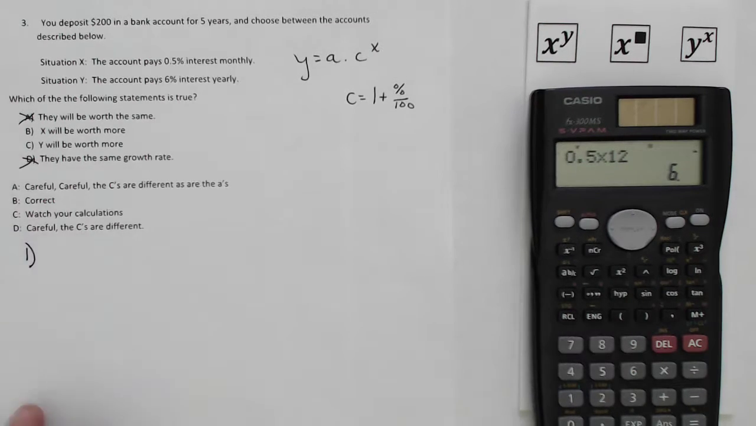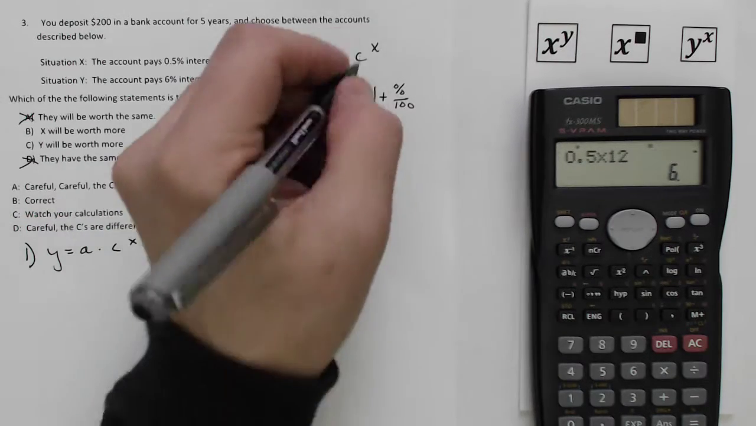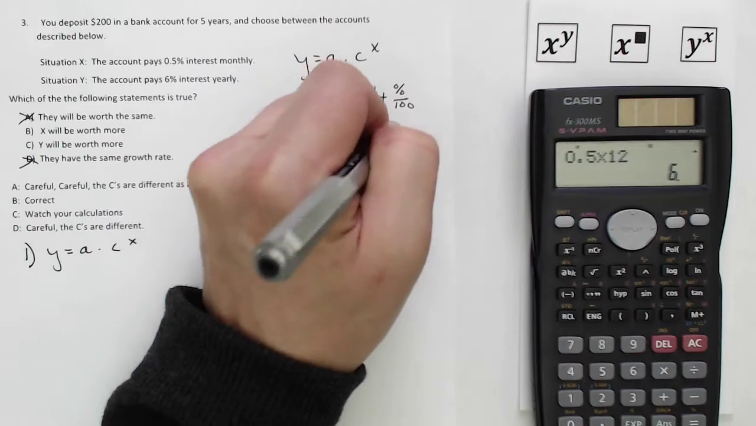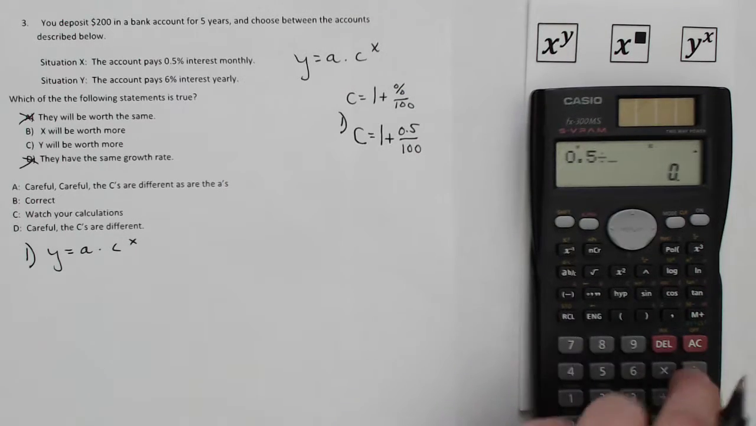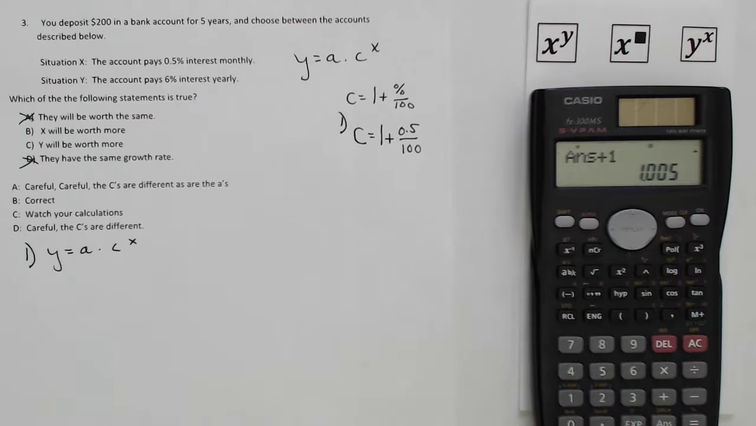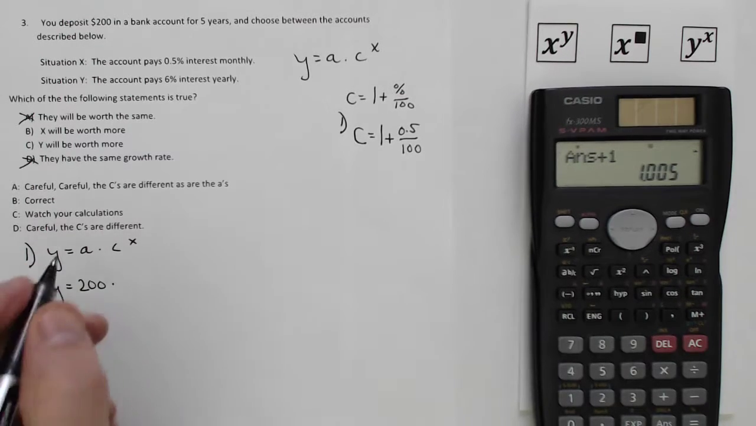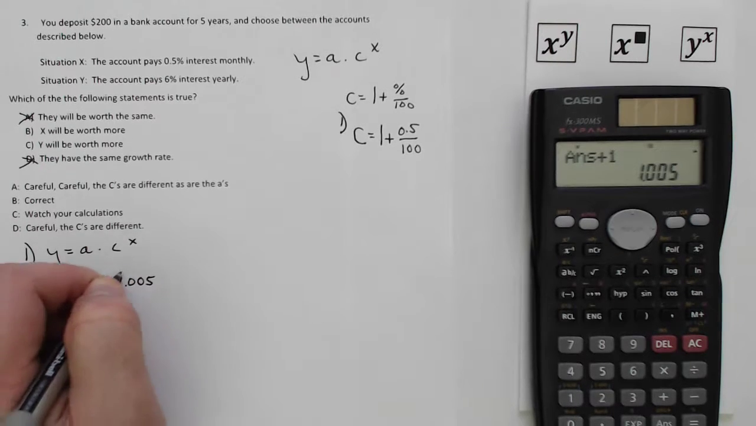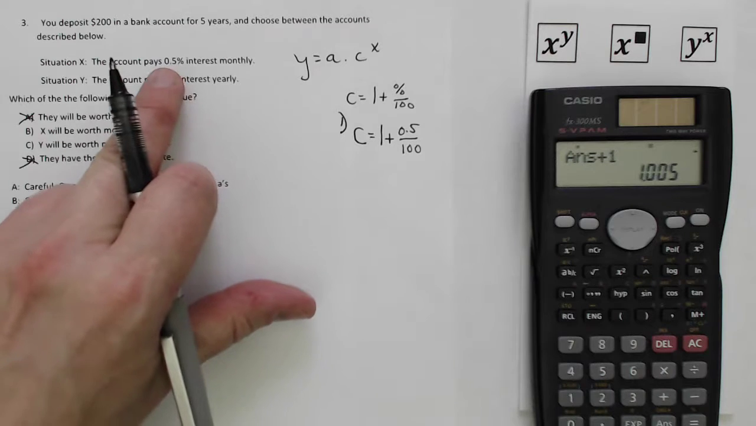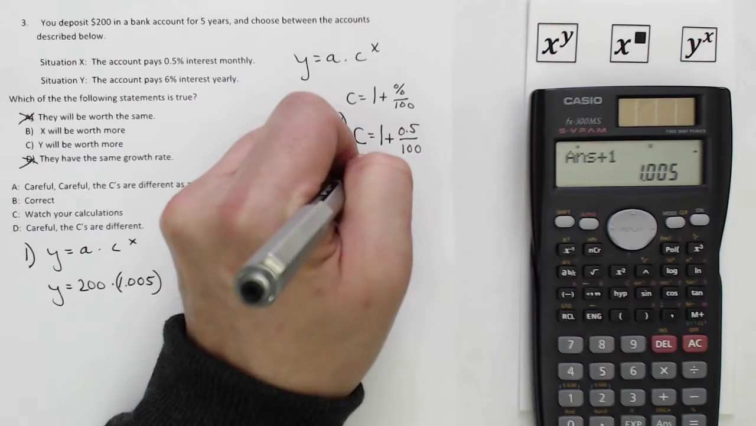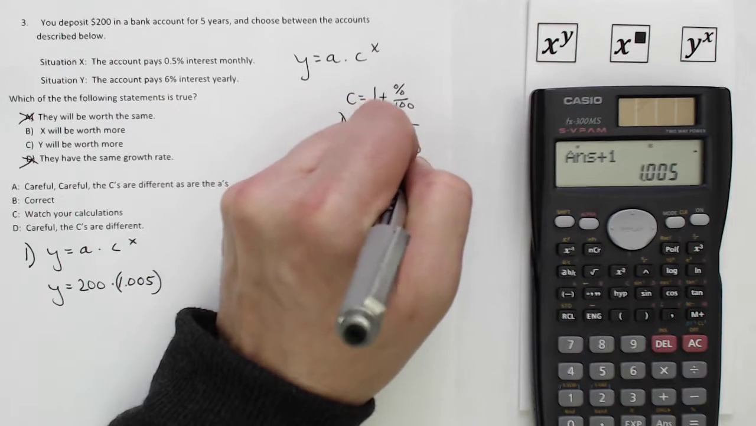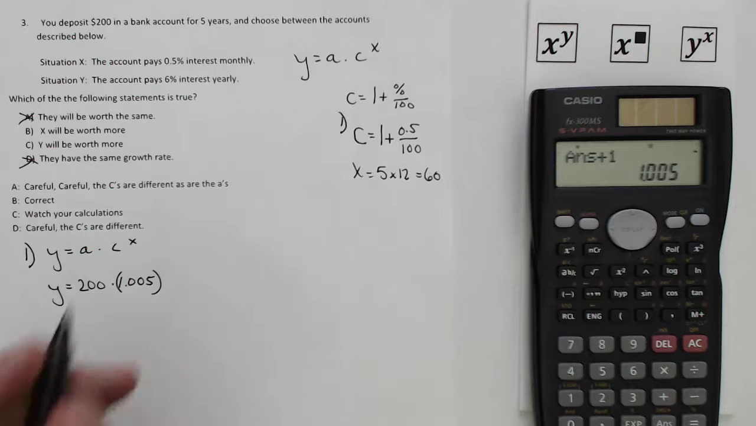So the first thing I'm going to do is build rule 1. Rule 1, which is based on y equals a times c to the power of x, is going to have a c, and the c will be equal to 1 plus its growth, 0.5 divided by 100. When you do that, 0.5 divided by 100 plus 1 gives you 1.005. The starting amount is $200 for both. So 200 times 1.005, put that in brackets. Now the x, it's growing at 0.5% monthly, but it's still growing for 5 years. So for function 1, the x is going to be equal to 5 times 12, which means the exponent will be 60.